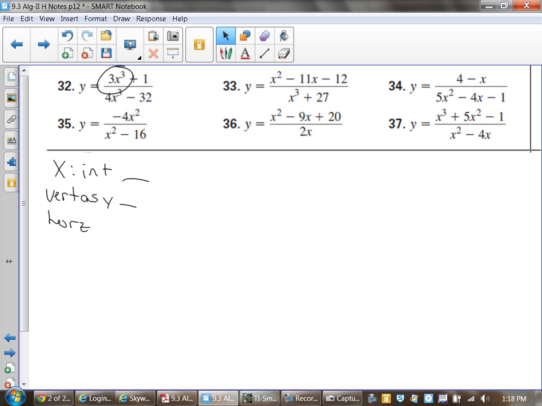Where's your horizontal asymptote? And then sets of ordered pairs, when you plot it through. Yes, sir? The only question I had was why can't you just cancel out the x cubes? You can't because of the addition and subtraction. Okay.